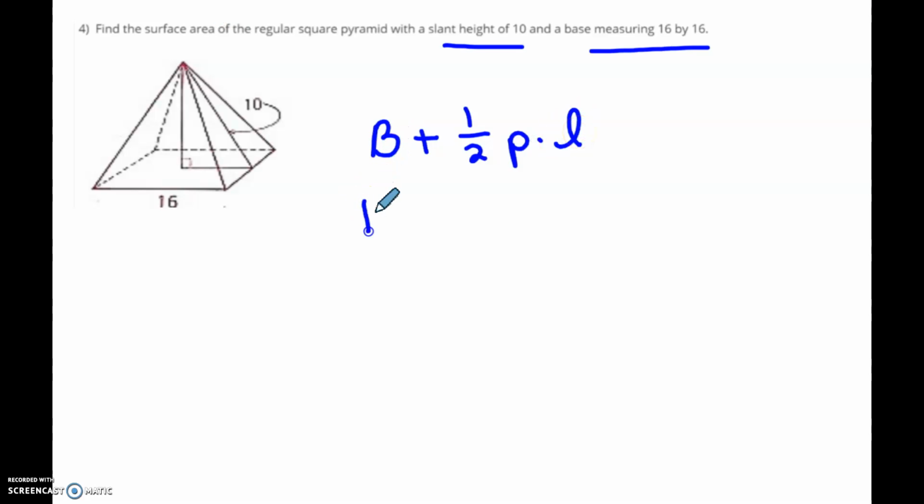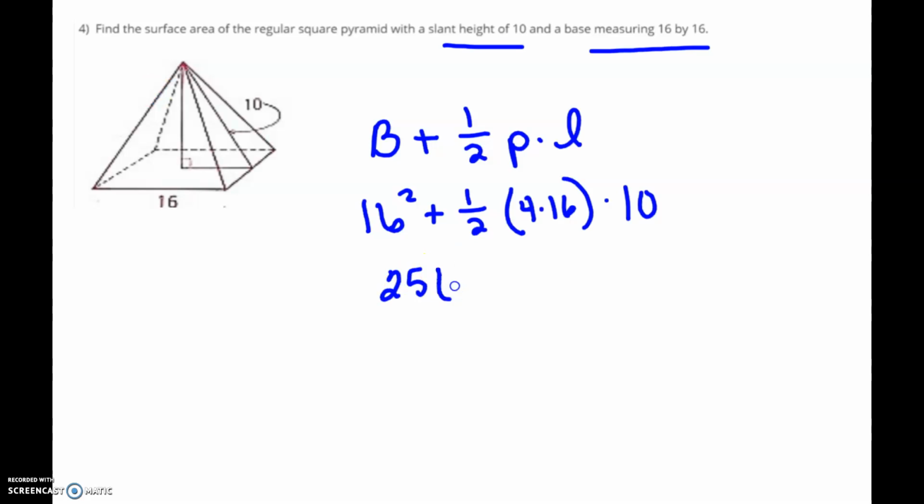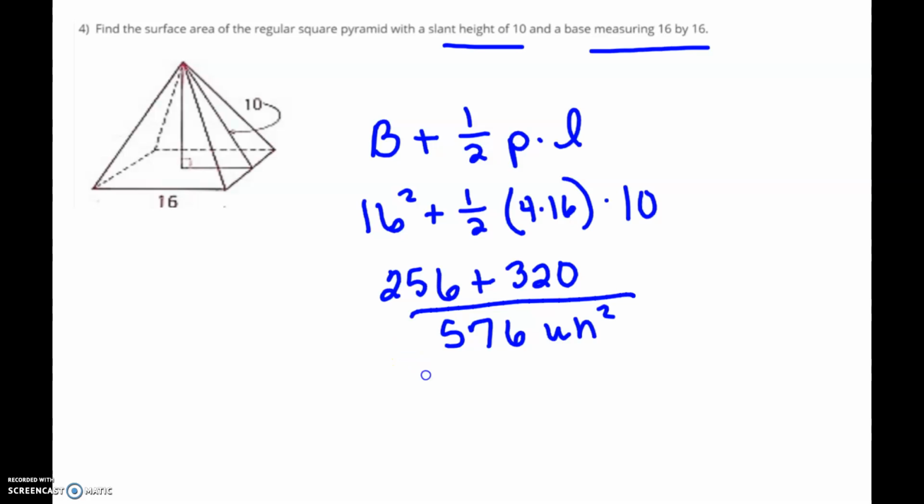So our base in this case, each side being 16, is 16 squared. Our perimeter of our base would be 4 times 16, or 64, and our slant height is actually given to us there as 10. So for this one, we just need to do 16 squared. Calculate this. Half of 4 is 2. 2 times 16 is 32. 32 times 10. I'm adding 320 to 256. I get 576 square units for the surface area of this square pyramid.